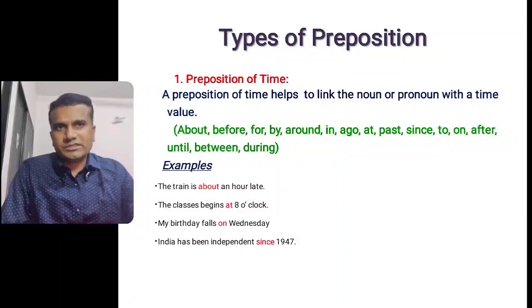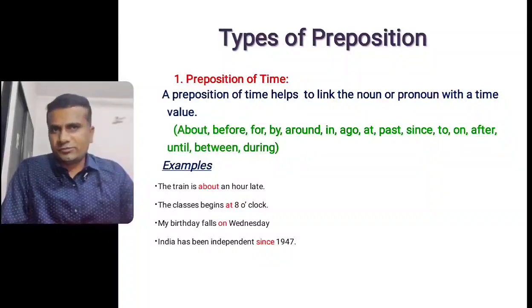First type of preposition is preposition of time. I will tell you the meaning of preposition of time. A preposition of time helps to link the noun or pronoun with a time value. The examples of preposition of time are about, before, for, by, around, in, ago, at, past, since, to, on, after, until, between, during. See, these are the prepositions of time.